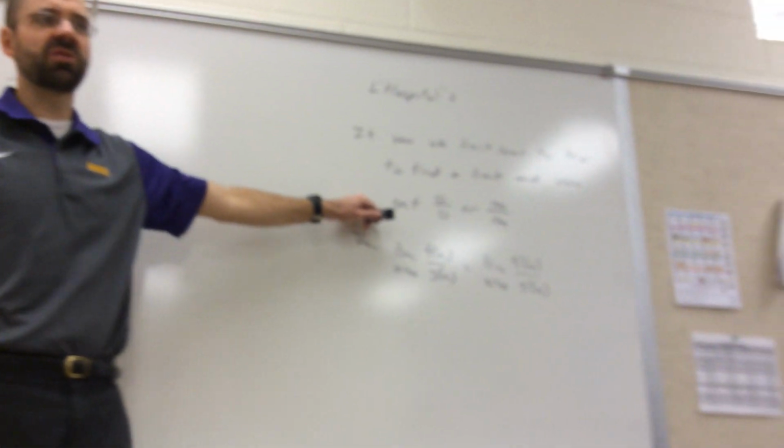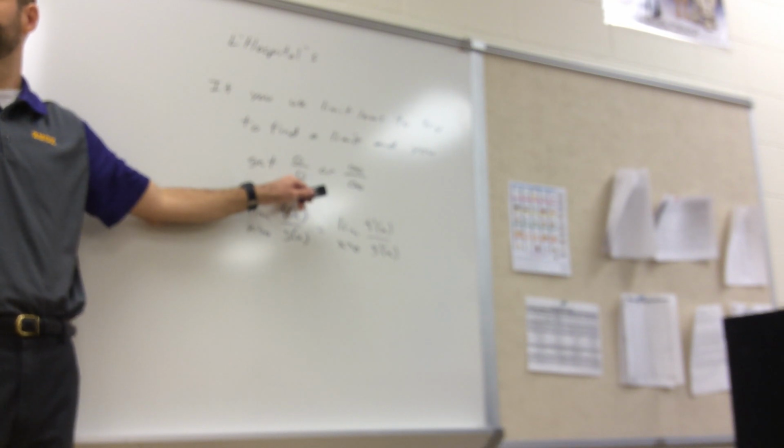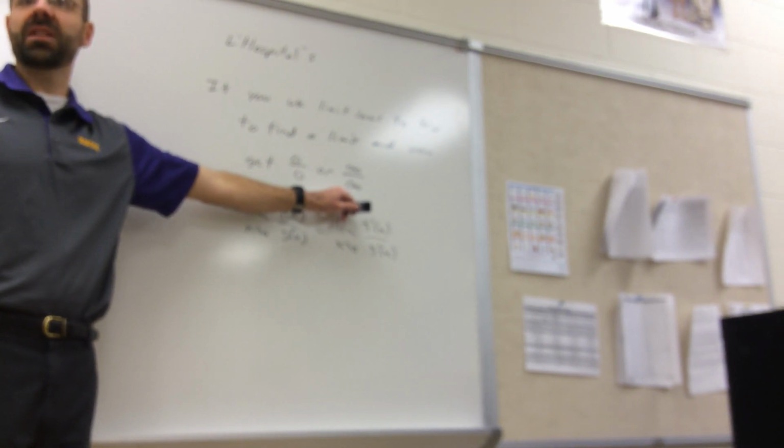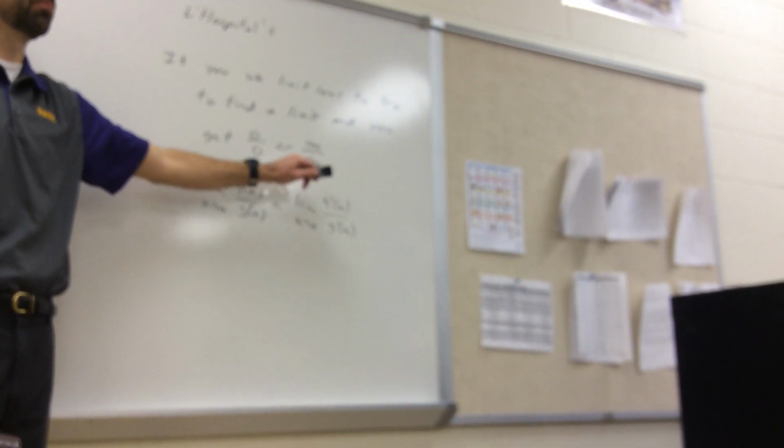So in example 1, we tried limit laws and we got 0 over 0. And you're allowed to use this rule in that case. This time we're trying limit laws and we're getting infinity over infinity. You're allowed to use this rule in that case as well.